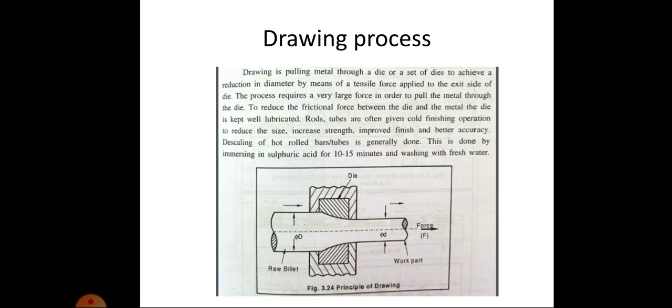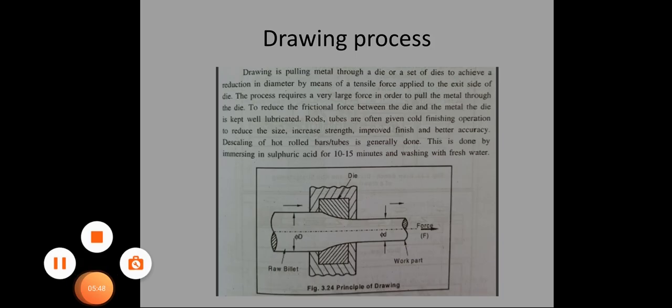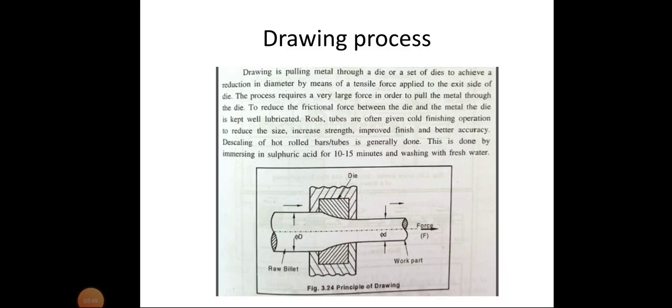Next one is the drawing process. Drawing is pulling metal through a die or a set of dies to achieve a reduction in diameter by means of a tensile force applied to the exit side of the die. The process requires a very large force in order to pull the metal through the die. To reduce the frictional force between the die and the metal, the die is kept well lubricated.